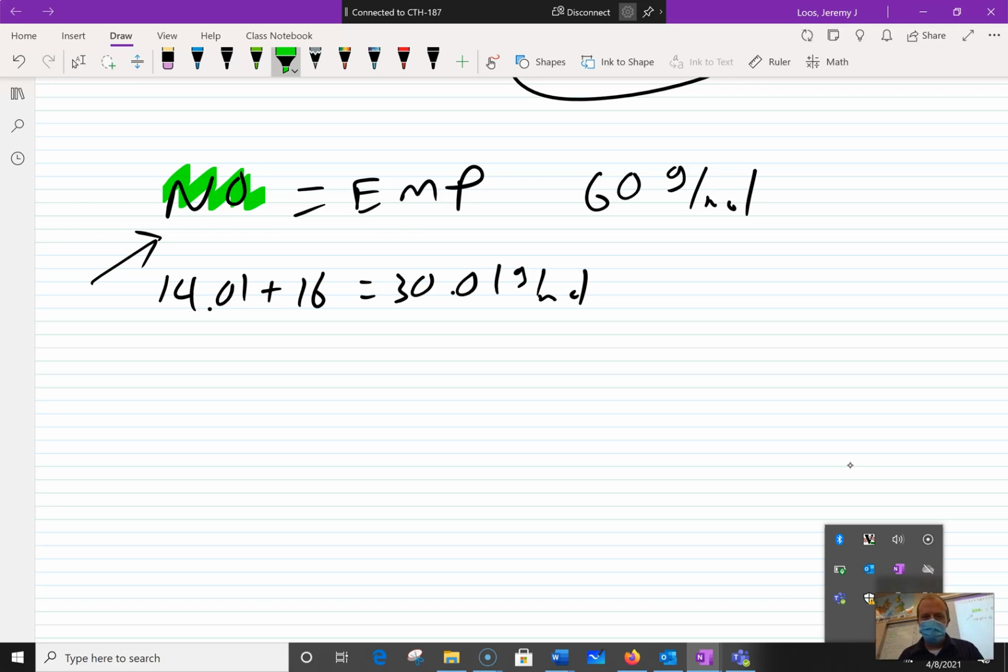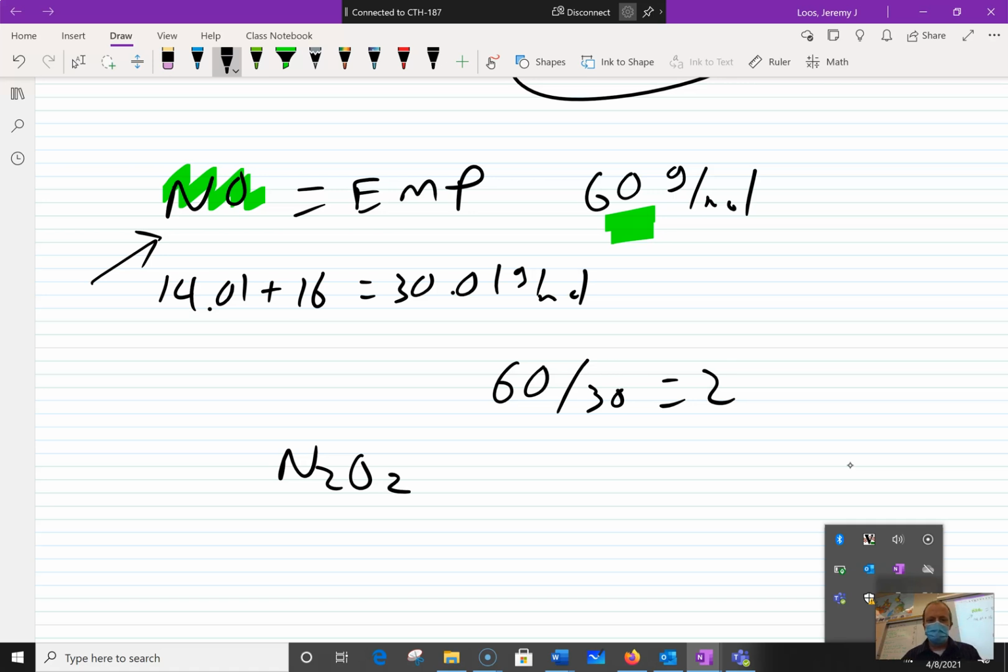But check this out. Here's what we know. We know that the molar mass is 60, and we know that the empirical formula weighs 30. So if I were to divide those two things, I get 2, which means the real formula must be twice as big as that. And that's what it's saying here. B is what I just did right there. And so C is just saying, hey, can you figure out the fact that this is the empirical formula? The molecular formula must be doubly as big because it weighs 60. So the molecular formula would be N2O2.